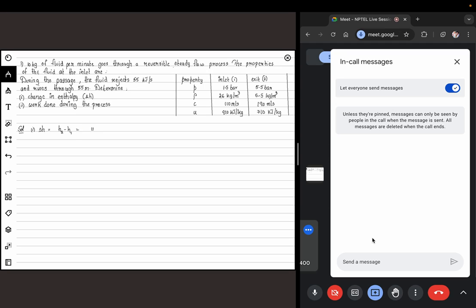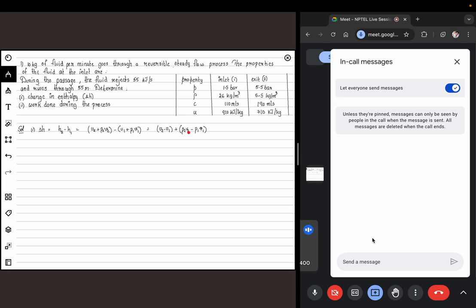So I can write this as U2 plus P2 V2 minus U1 plus P1 V1. So that is delta U plus P2 V2 minus P1 V1. Pressures are already known. U2 minus U1 are already given. So you can directly substitute them back.